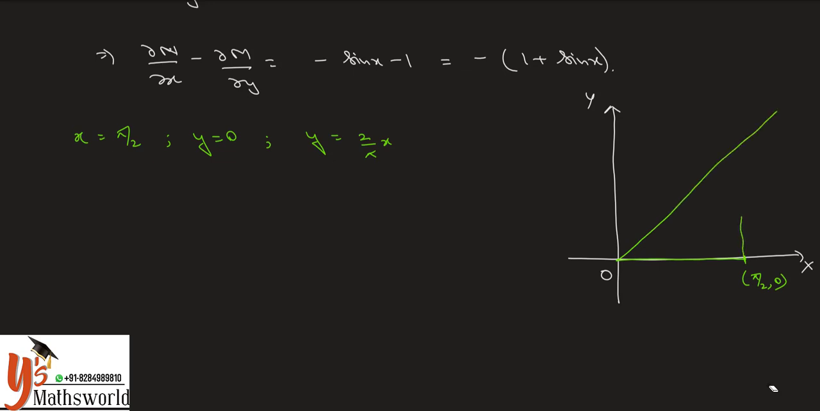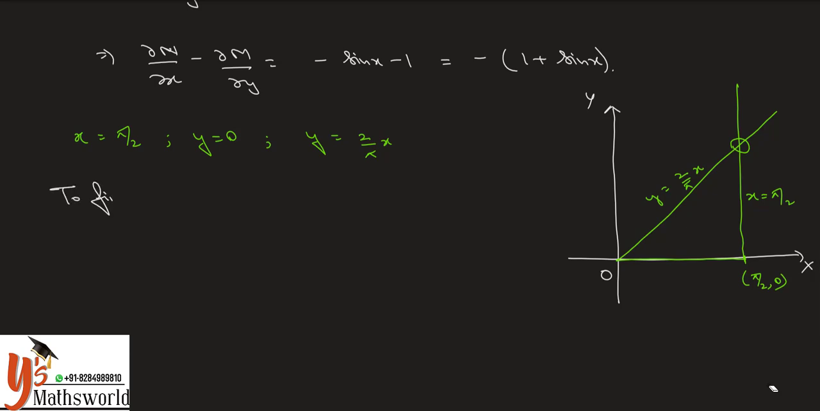Okay, so this was your line x equal to pi by 2. This is your line y equal to 2 upon pi into x. Now we are not aware of this point of intersection, so first of all we need to find the point of intersection.